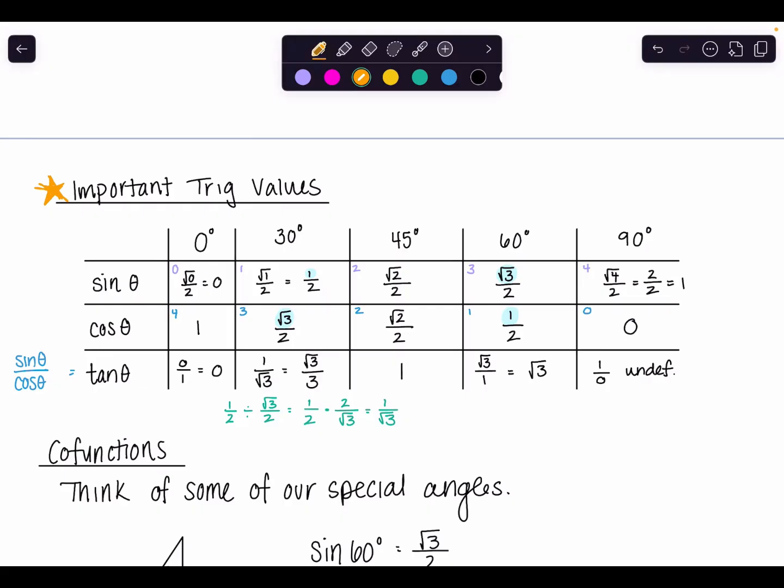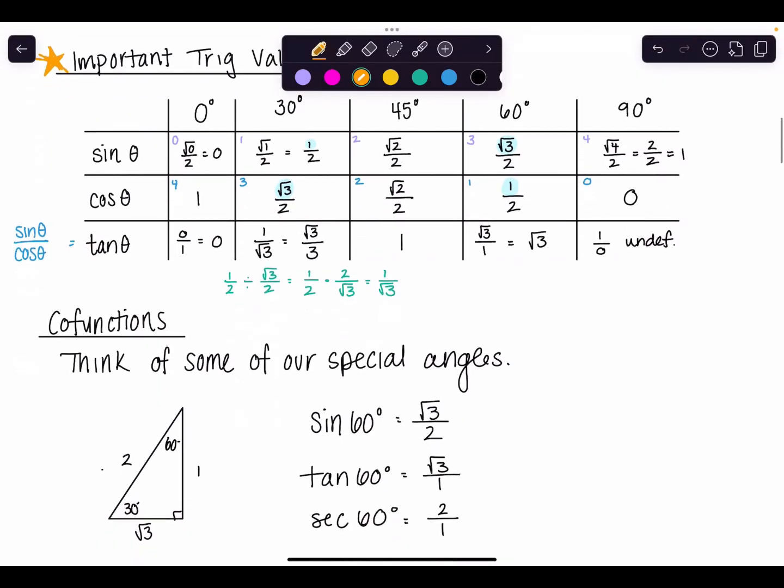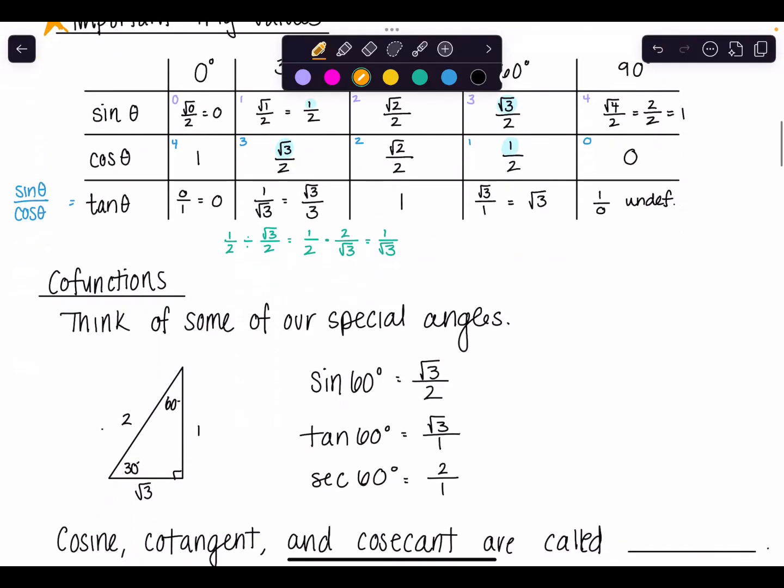So now we're going to go into where these names actually come from, not actually sine, tangent, all of that, but these co-words we keep seeing. So this is our concept of co-functions. So if you think about some of these special angles, sine of 60 degrees is root 3 over 2, but that's exactly the same thing as cosine of 30 degrees. So sine and cosine. So this is equal to cosine of 30 degrees.